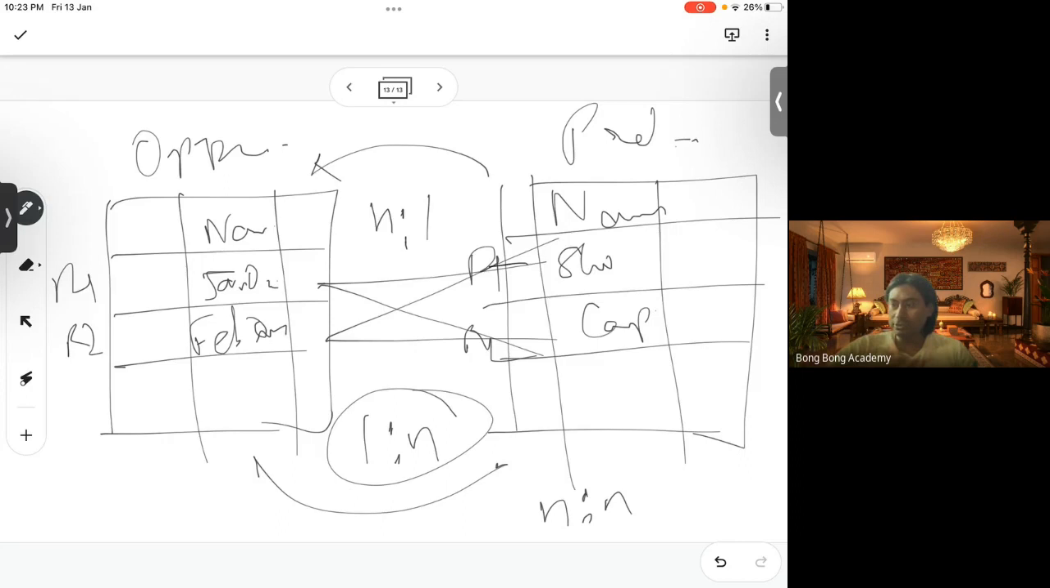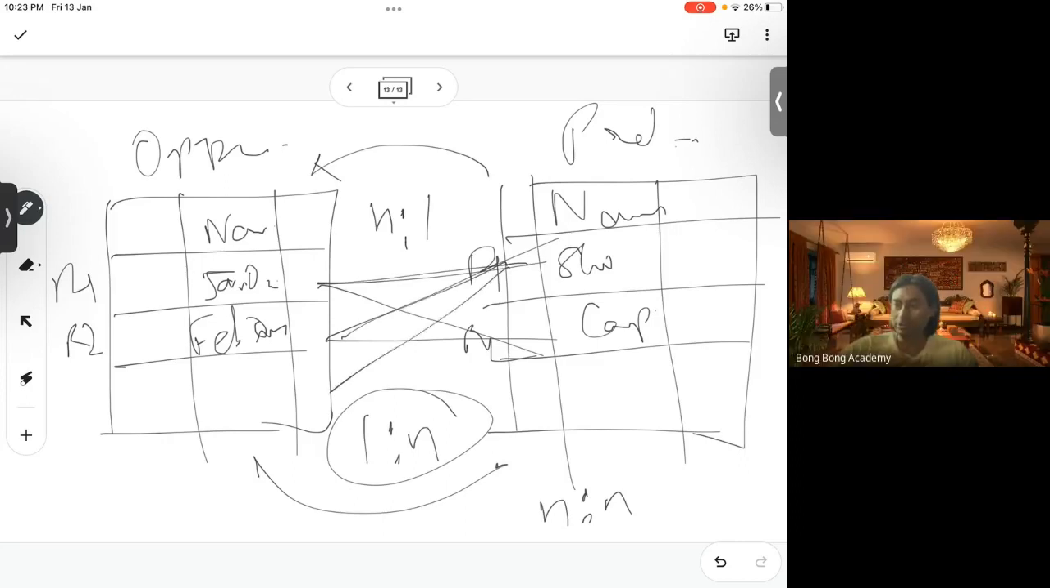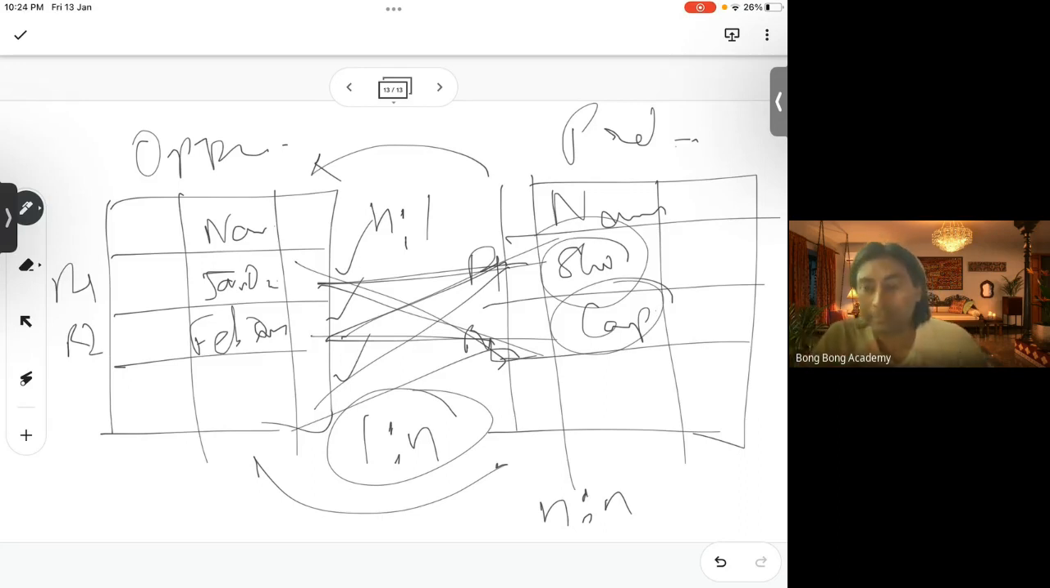How? Shoe is associated with January. Shoe is also associated to February. Shoe might be also associated with March. That means one product is associated with multiple orders. Cap, again, associated with January, February, and March. One product is associated to multiple rows in the other table.